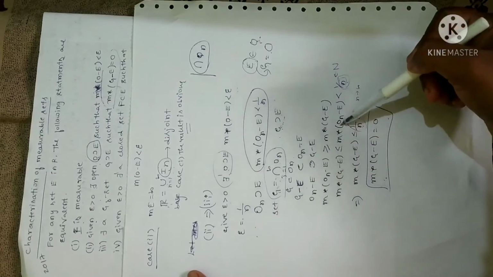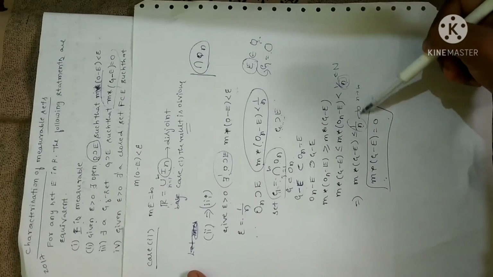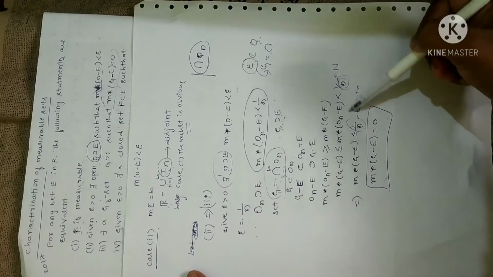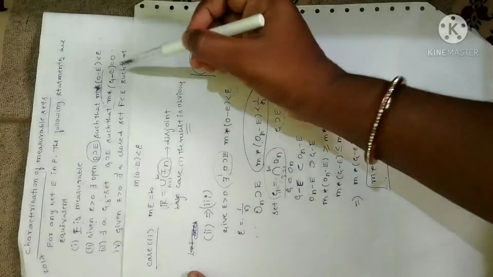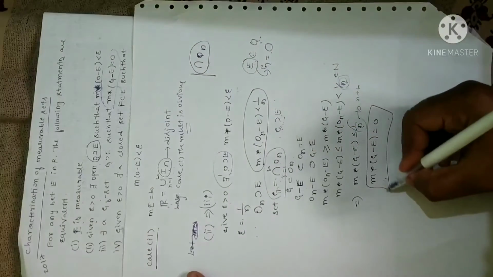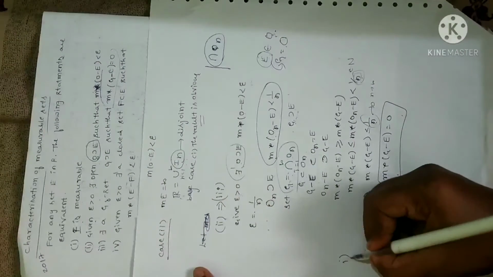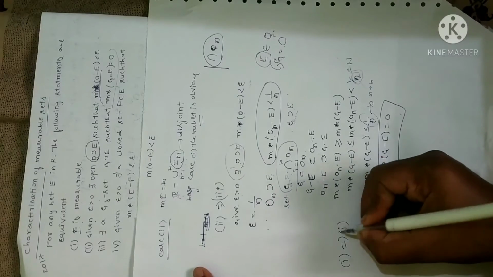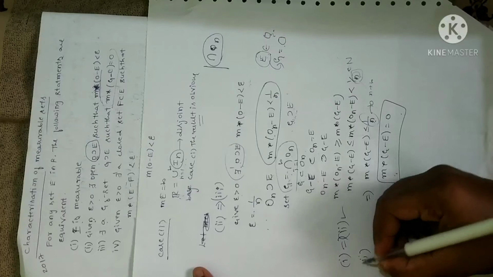I have taken the measure on both sides. Since we have assumed this value is less than 1 by n, as n tends to infinity, we can note that this value goes to 0. So thereby I can write m star of G minus E is equal to 0. That is what we have to prove. Hope it is clear. Now what we have proved so far is 1 implies 2. Clear? Next, 2 implies 3 I have proved.